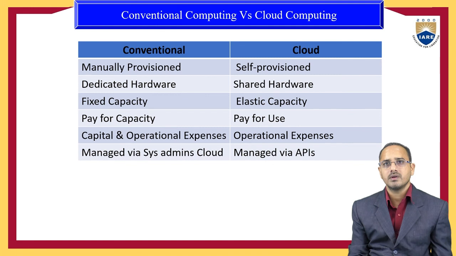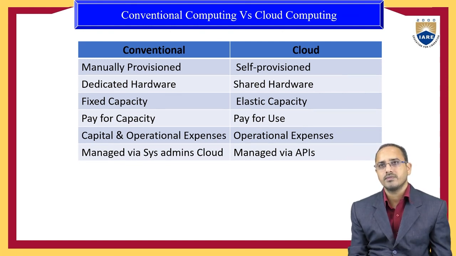In the conventional, capital and operational expenses need to be taken into consideration, whereas on the cloud you have only operational expenses, meaning you need to pay only for the things you have utilized. And the conventional is managed via system admins, whereas the cloud is managed via APIs, application programming interfaces. So this is about what cloud computing is according to the definition, the characteristics of cloud computing, and the difference between conventional computing and cloud computing.